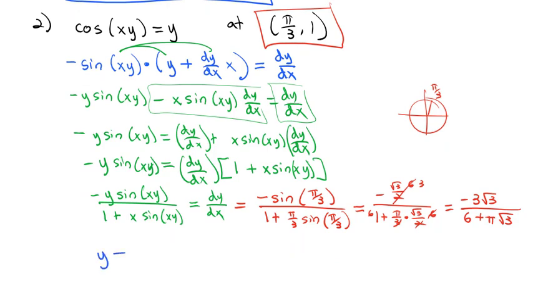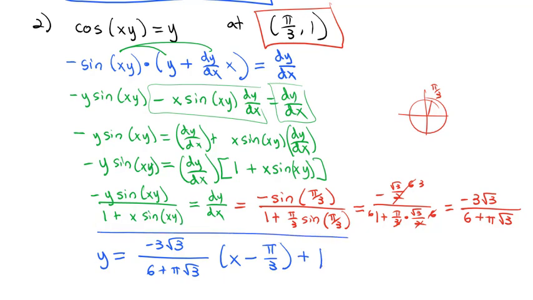So we have y equals our slope, which is negative 3 root 3 over 6 plus pi root 3, times x minus the x coordinate, which is pi over 3, plus our y coordinate, which is 1. And this is the equation of the line that is tangent to cosine xy equals y.